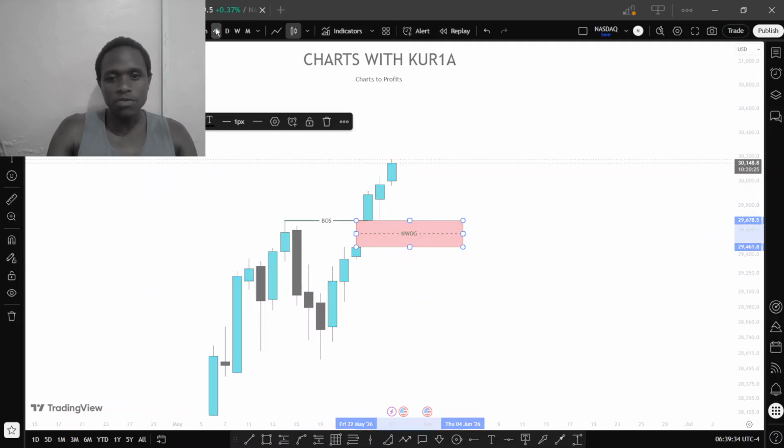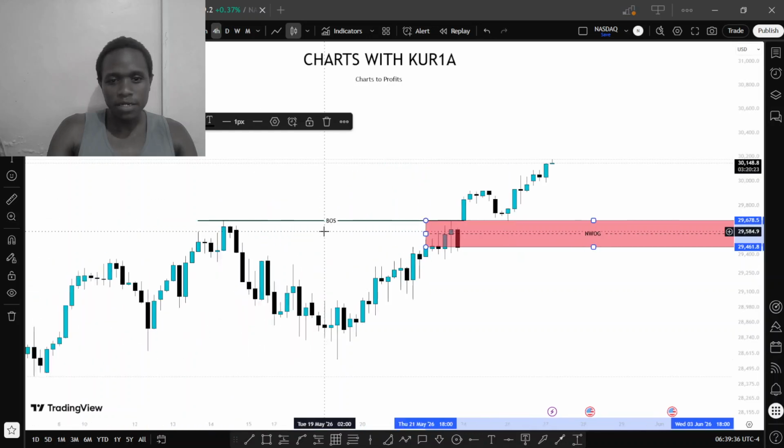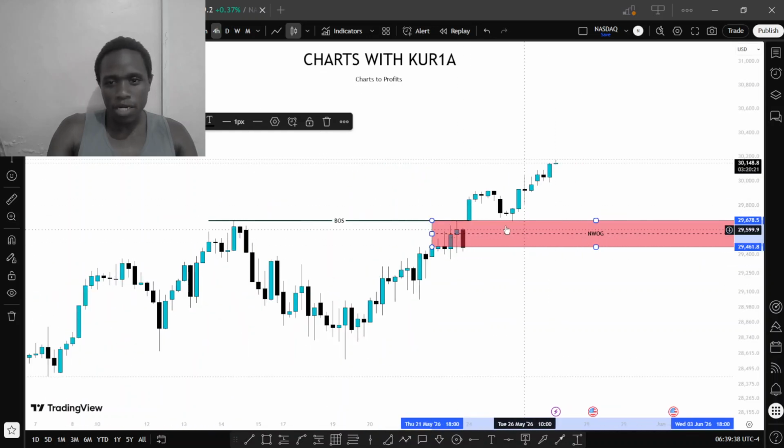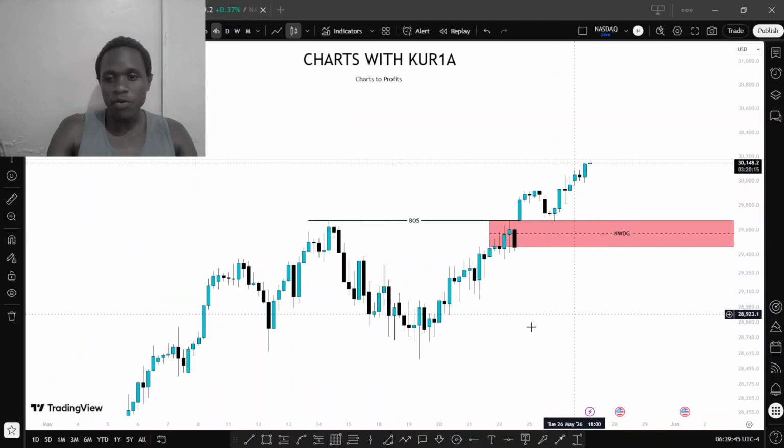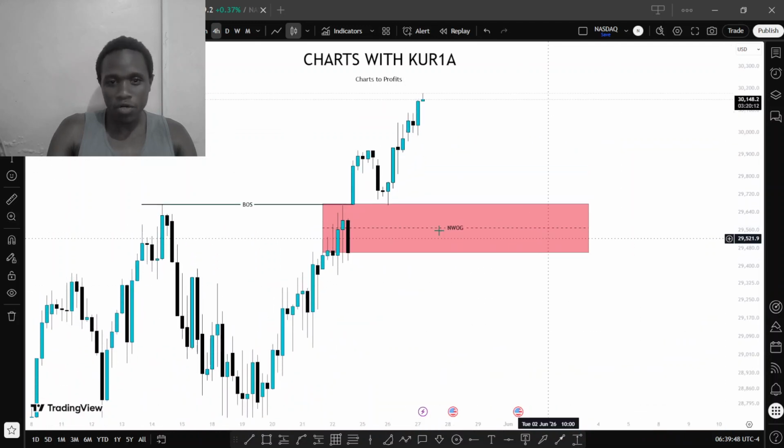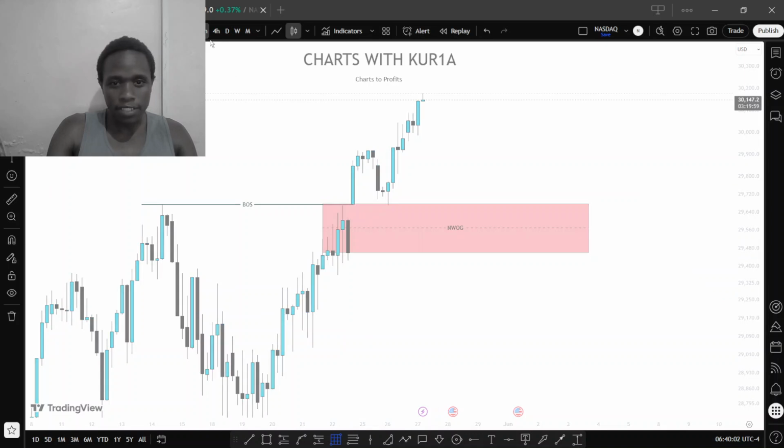Going down to the 4-hour chart, I expected price to come back to that level and then trade out of it, because you can see we already have this break of structure. We had very many things that were going to be rebalanced at this level: this new week opening gap, this 4-hour order block, and also this was around the midpoint of that particular range. If you measure, let's go to the 1 hour and see what I'm talking about.